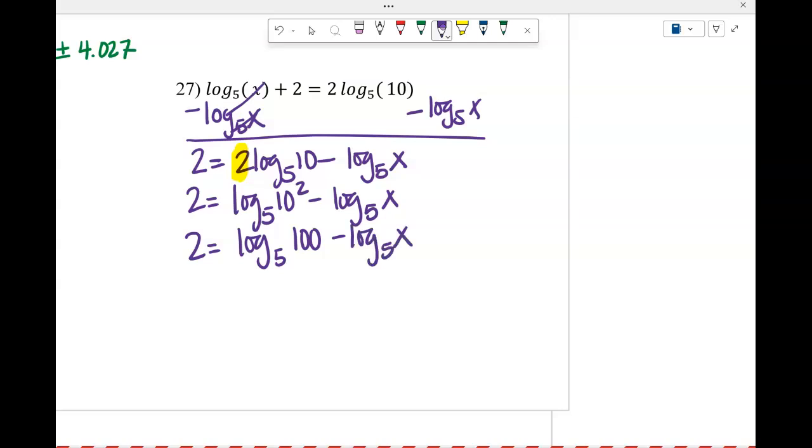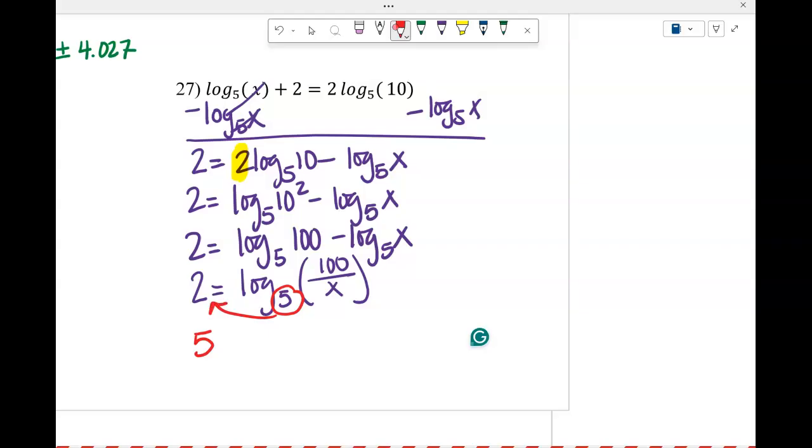Now as you can see here, guys, we need to use the quotient rule because we have a minus. So 2 equals log base 5 of 100 divided by x. Because we only have one log on the right side after condensing, we now need to rewrite it in exponential form with your base being 5. So 5 to the second power equals 100 all over x.